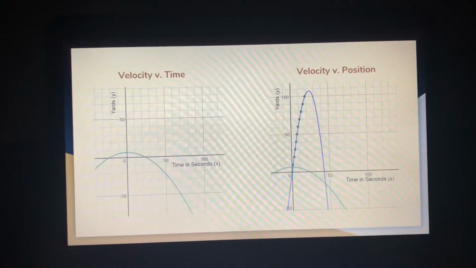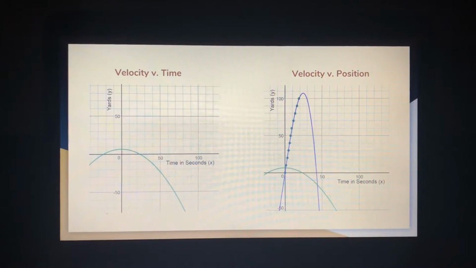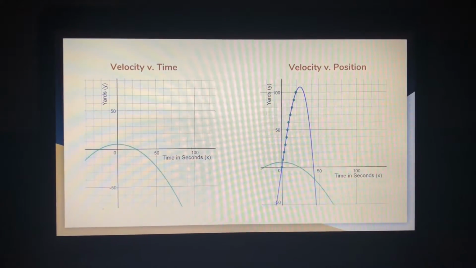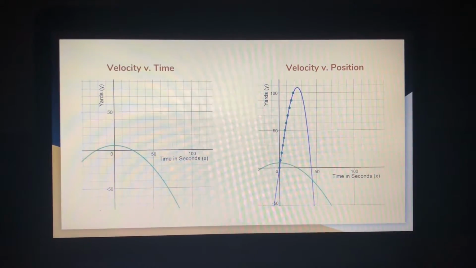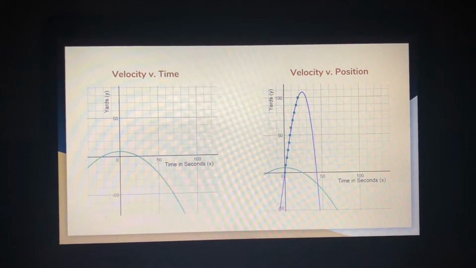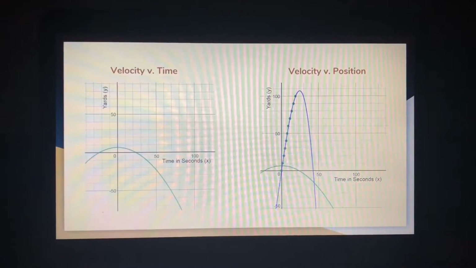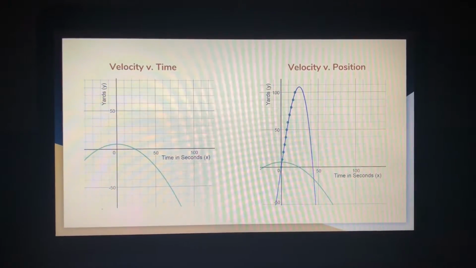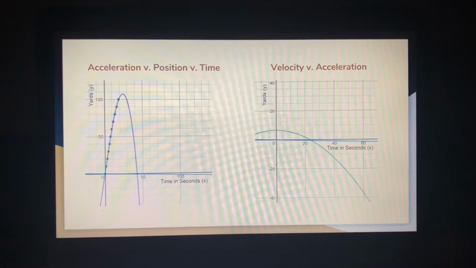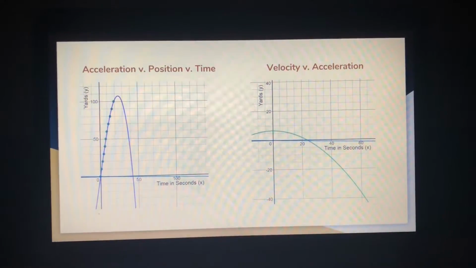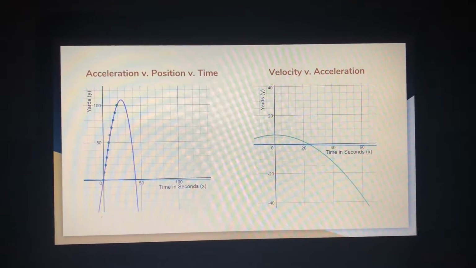We have two of our graphs, the velocity over time graph and the velocity over position graph. You can see the relationship between the velocity and position because the max of the position graph is also the 0 of the velocity graph. Other graphs are the acceleration versus position versus time graph and velocity versus acceleration graph.